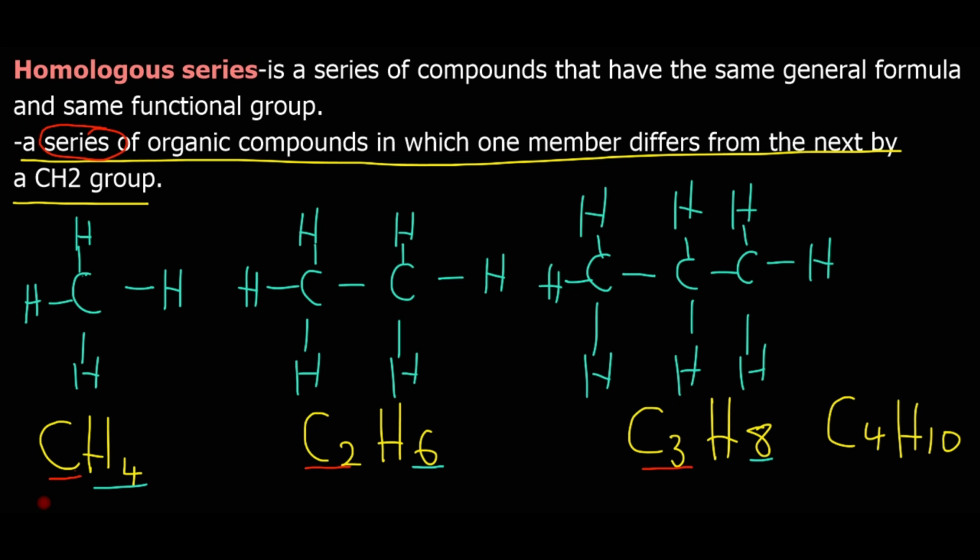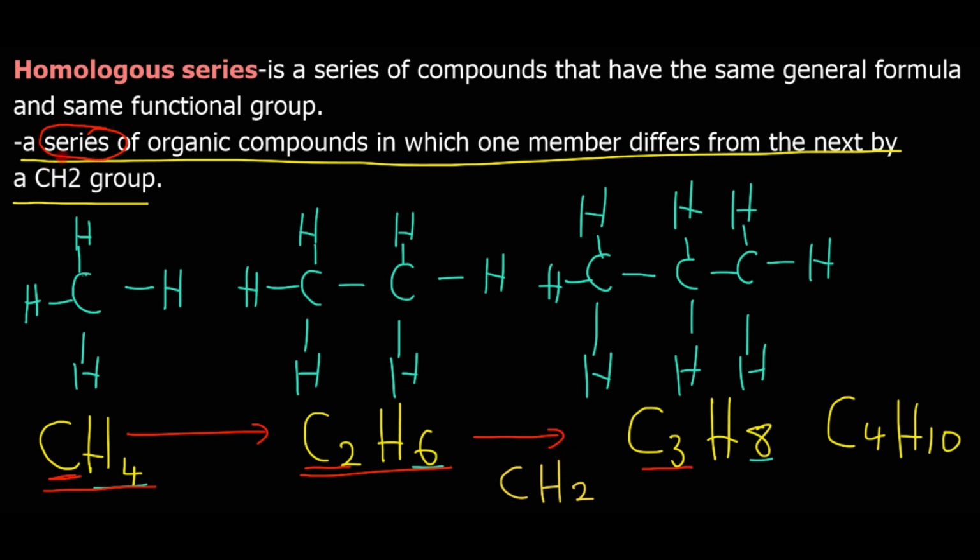You can see that this compound and this compound differ by only CH2. We have CH4 and then we have C2H6. You can see that the difference here is CH2 because here it is 4 and then here it is 6. It means the difference in hydrogens is 2, and then moving from 6 to 8 it means the difference is 2, and so forth. So actually these compounds differ only by CH2. So it means actually we have a series.